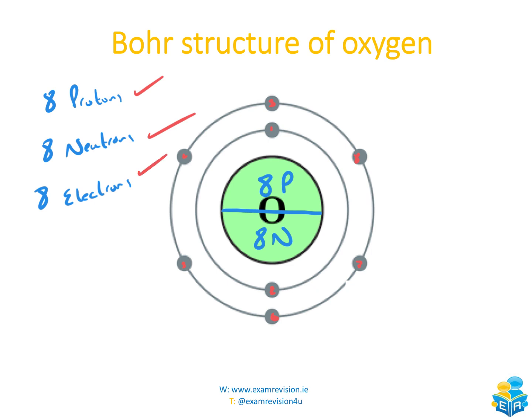Now, instead of numbering them, generally if you were to draw your Bohr structure, we would label the electrons as E-, because they're electrons and they have a negative charge. So beside each electron, I'm just going to do a little E- to show that they're electrons and they have a negative charge. And that there is your Bohr structure of oxygen.